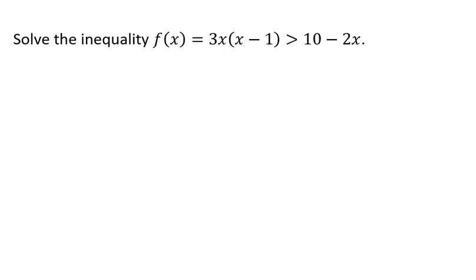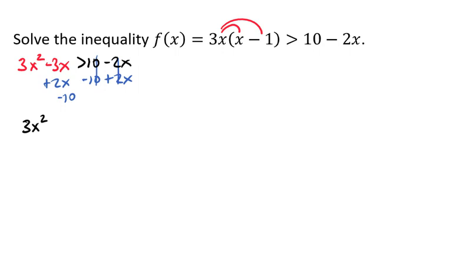So we can start that off by distributing our 3x. So that's going to give us 3x squared minus 3x, which is greater than 10 minus 2x. And then we're going to add that 2x over and subtract the 10. So we're really working with 3x squared minus x minus 10 greater than 0. So that's our first step. Let's put that up here.